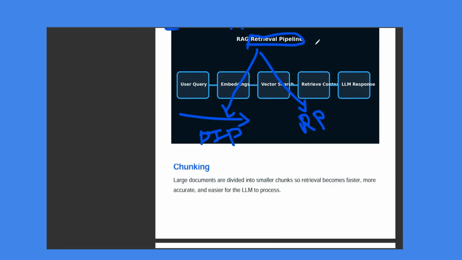So, first, let us understand the data ingestion pipeline. What is DIP? Basically, this is where we prepare all our data before users even start asking questions. Now, first we upload the data.